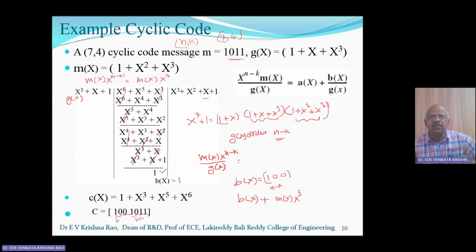So 1 0 1 1. This is the code word in the cyclic code. We get an n-bit code word here, a 7, 4 cyclic code. So here the parity bits are 1 0 0. This is one of the codes for the 4-bit message word.